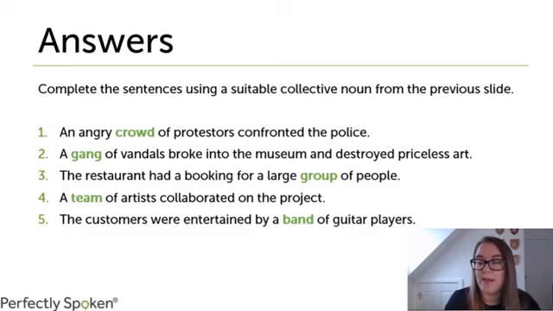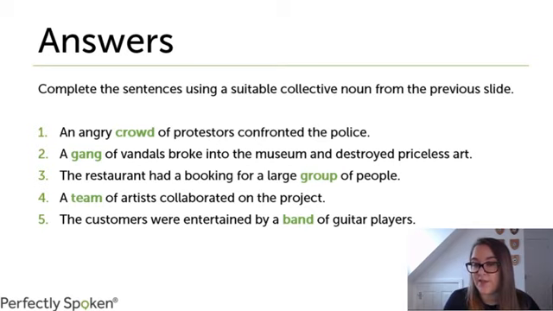So number 1, an angry crowd of protesters confronted the police. Number 2, a gang of vandals broke into the museum. Number 3, the restaurant had a booking for a large group of people. It's more generic here. People, very general, so I use group. A team of artists collaborated. The idea of people working together suggests a team.